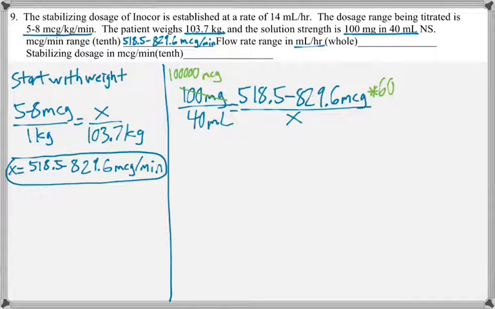So I'm going to take 40 times 518.5 times 60 divided by 100,000. And if I round that to the nearest whole number, then we get 12. And then 40 times 829.6 times 60 divided by 100,000. And if we round that to the nearest whole number, we get 20. So this is 12 to 20 ml per hour.